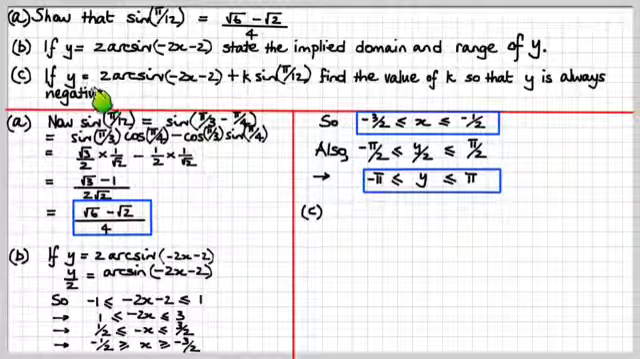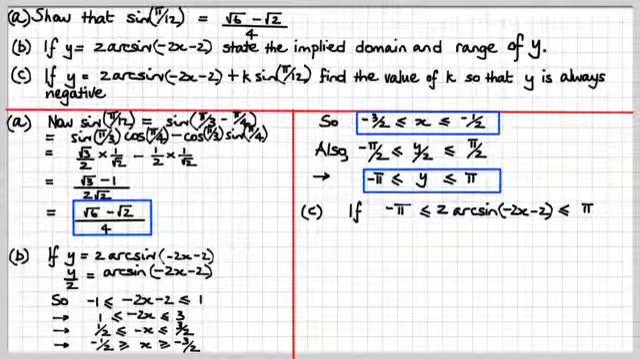It looks horrendous, doesn't it? If arc sine of minus 2x minus 2 plus this beast, which relates to up here, if y equals all of that, find the value of k such that y is always going to be negative.